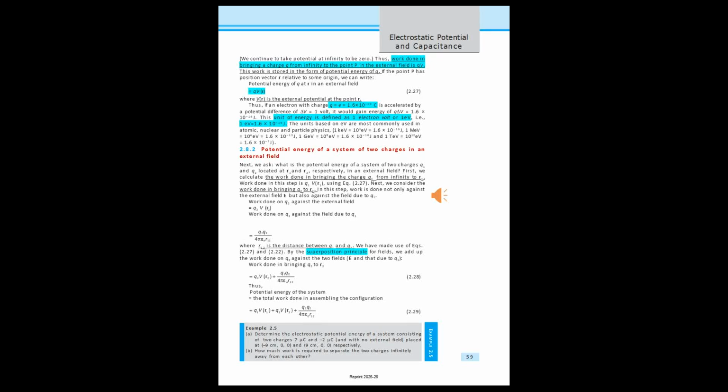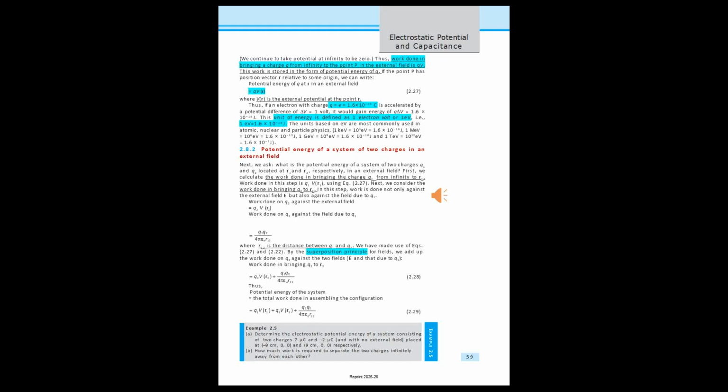Next, we ask what is the potential energy of a system of two charges Q1 and Q2 located at R1 and R2 respectively in an external field. First, we calculate the work done in bringing the charge Q1 from infinity to R1. Work done in this step is Q1 V(R1), using the equation 2.27.